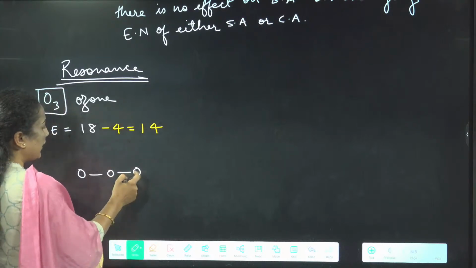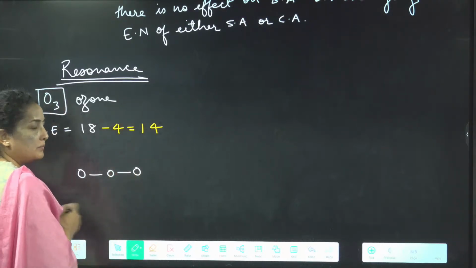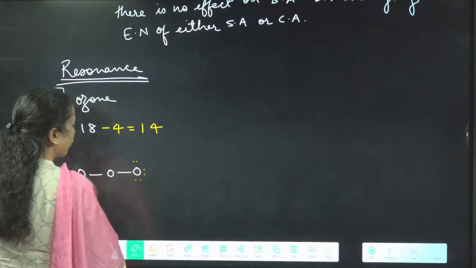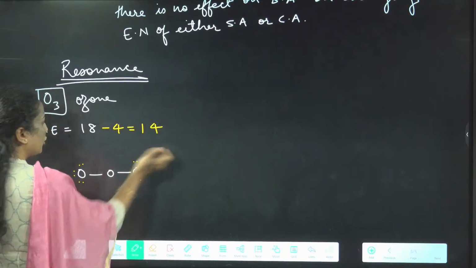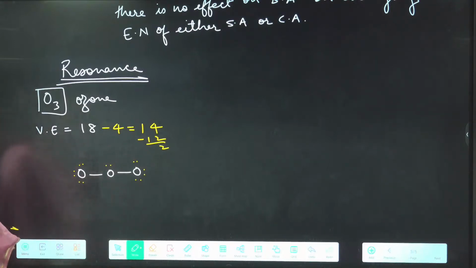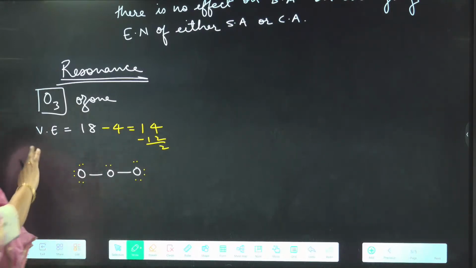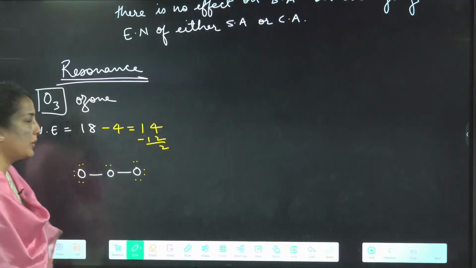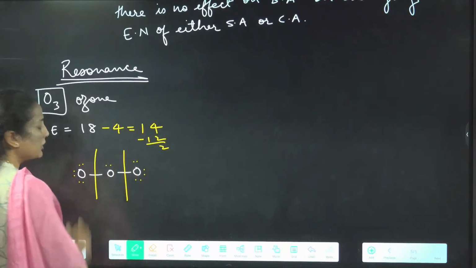So here, how many are there around this oxygen? Only 2 electrons. So if I put 6 more here, 6 more here, that is 12 gone. How many remaining? 2. So you have the option to put it here. So all the 14 electrons, that means all the valence electrons, are used up. Now next, what you have to do? You find the formal charge.